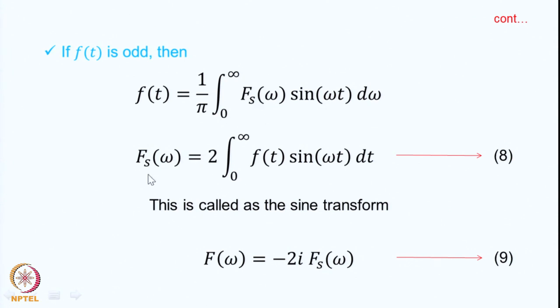And here f_s omega is equal to 2 times integral 0 to infinity f of t sin omega t dt. Now this function is called the sine transform, and here one can also prove, following the main definition, that f of omega is equal to minus 2 i f_s omega.